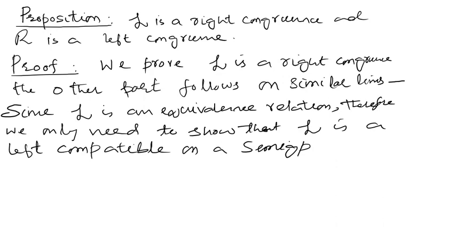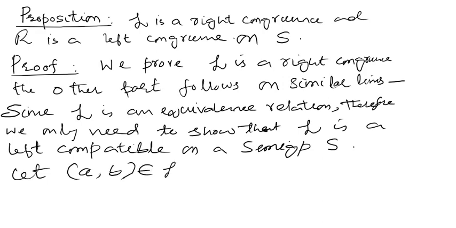On a semigroup S, in this proposition, L is a right congruence and R is a left congruence on S. So for this we choose a pair in L. Let's choose this pair A, B in L and s in S.